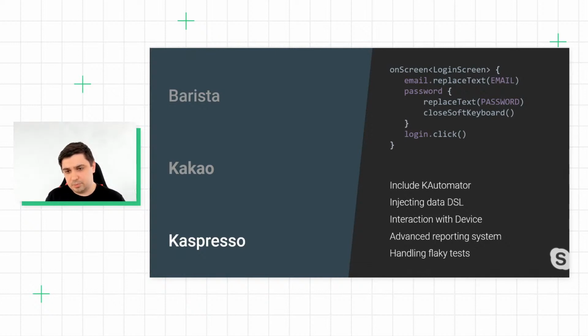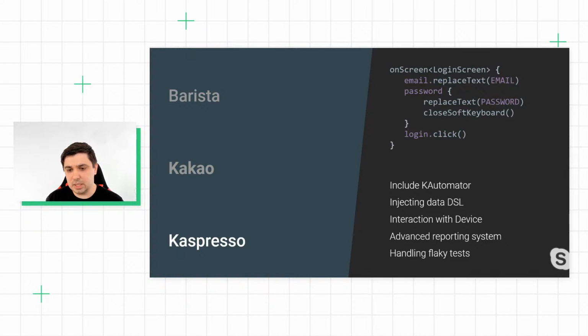KAutomator is a specific version of UI Automator. And KAutomator reduces waiting time when we can send additional requests to the view. That's why we can get data faster. So the next step, we can also inject data into the DSL. We can interact with the device because Kaspresso is a combination of Kakao plus KAutomator, which is very often under the hood UI Automator, but with additional features. It also has an advanced reporting system.